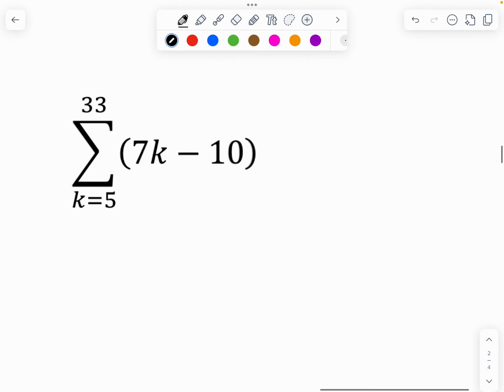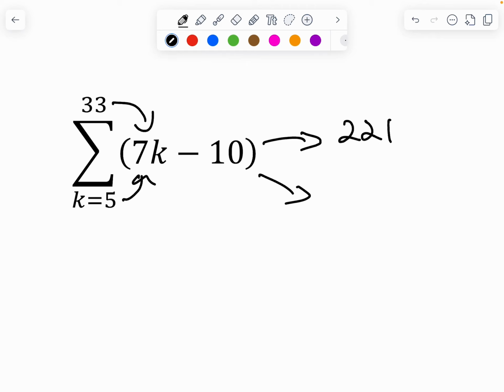Okay, so same idea here. You're going to plug 33 into this and get a number. You're going to plug 5 into this and get a number. When you do 33, you're going to do 7 times 33 minus 10 and get 221. Or you can do 5 times 7 minus 10 and get 25.